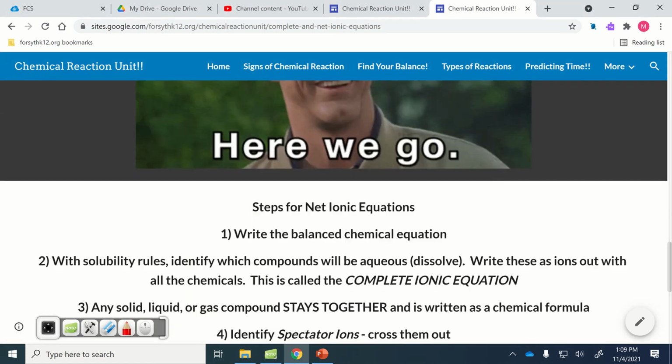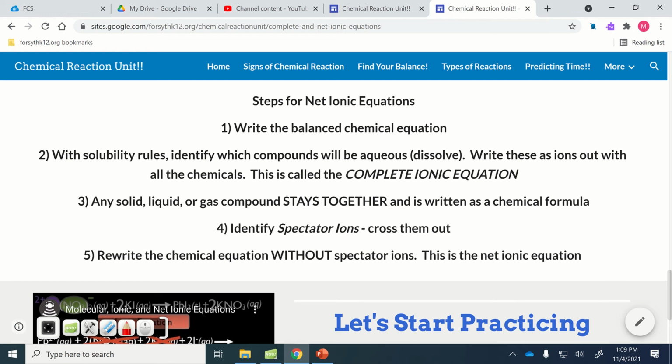All right? So, moving into the steps, how do we then do this? Okay? The first step would be you write out your balanced chemical equation. You might have to predict the products. Then, based on solubility rules, you identify which compounds will be aqueous or will dissolve. You write these out as ions with the correct number of ions, so you include the coefficient, you include the charge. This will be called the complete ionic equation.